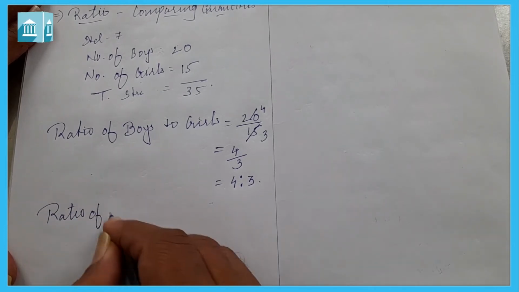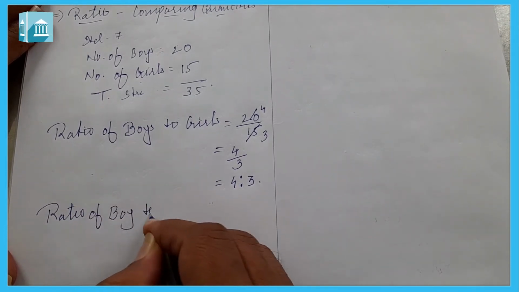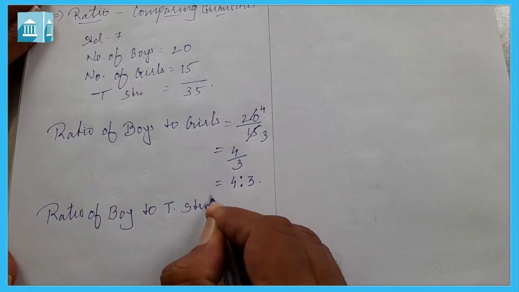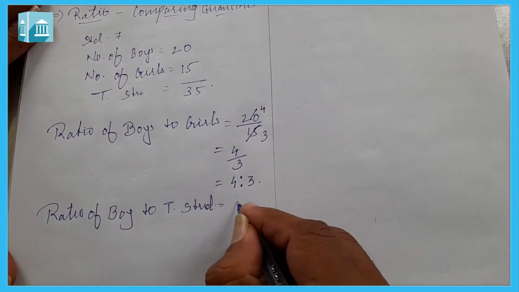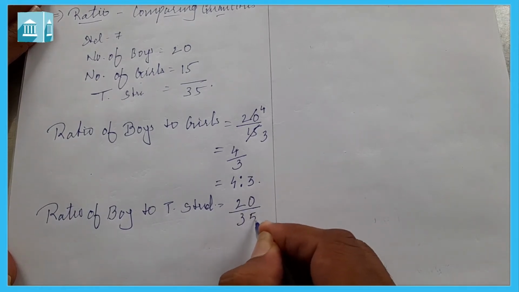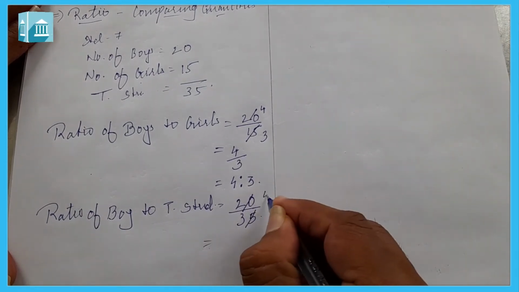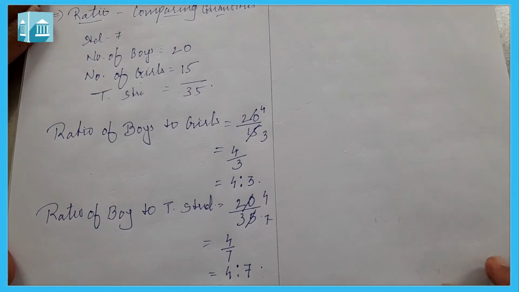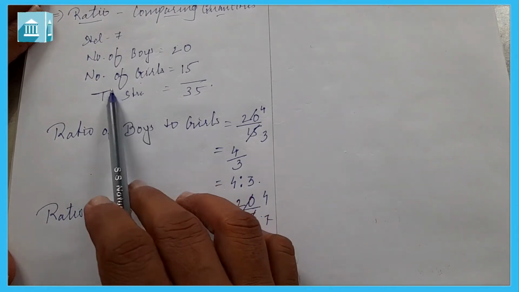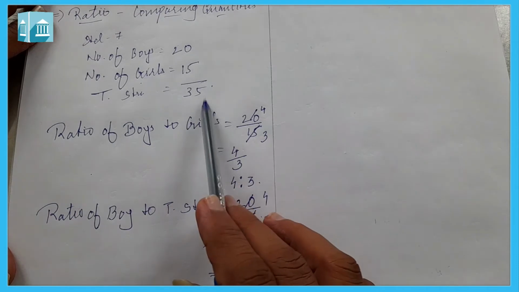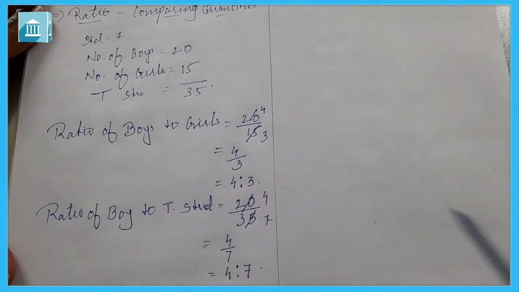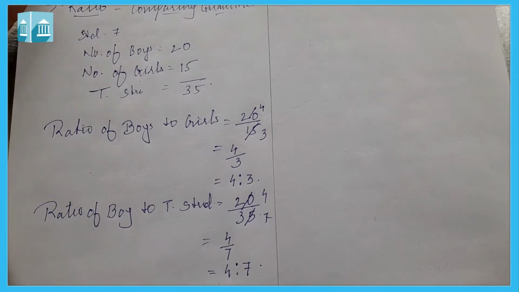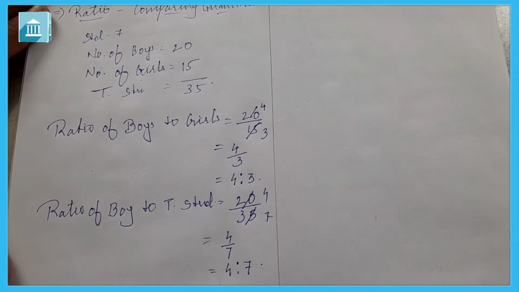In the same way, we can also find the ratio of boys to total students. Boys are 20 and total students are 35. Again, we find the ratio in standard form, that is 4/7, which is equal to 4:7. So 4:7 is the ratio of boys to total students. In the same way, for the ratio of girls to total students, 15 upon 35, both are divisible by 5, so it is equal to 3/7. So this is a ratio.